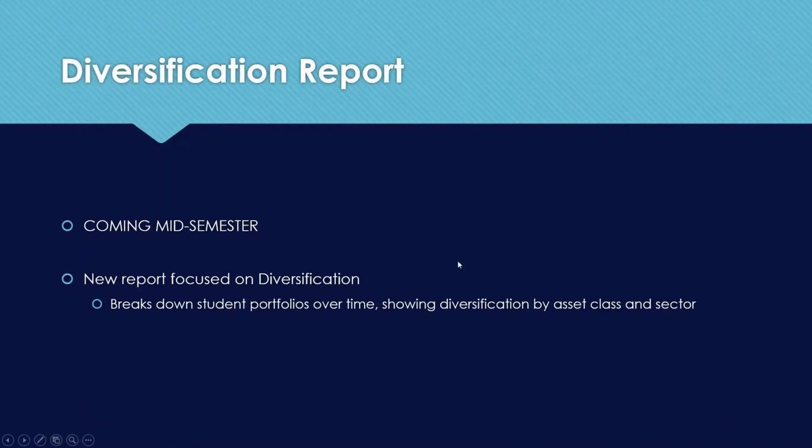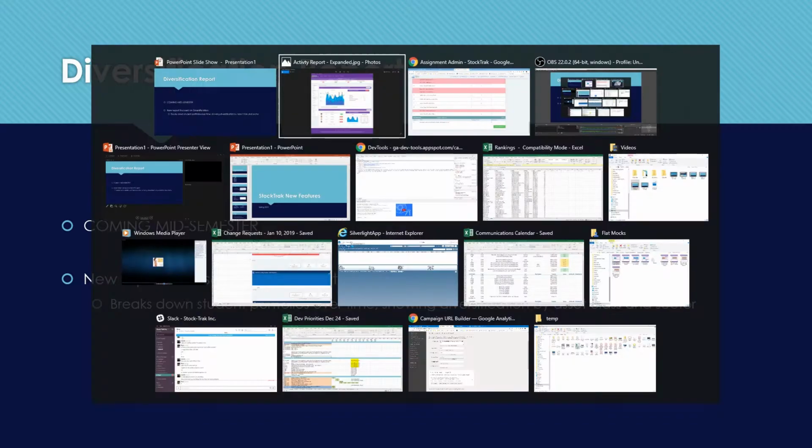The other report that we're looking at is called a Diversification Report. The Diversification Report will be a way for you to see at a glance how your students' portfolios break down both by security type and the types of industries that your students are investing in.